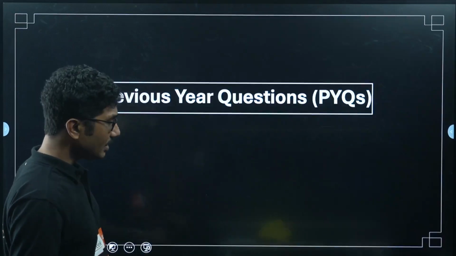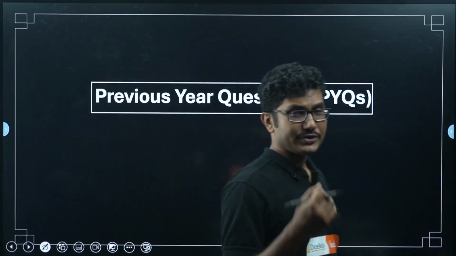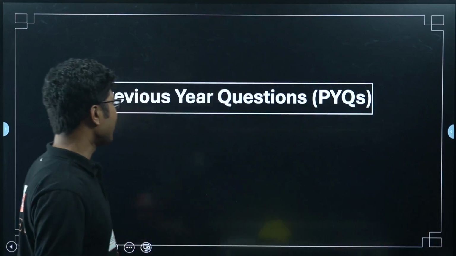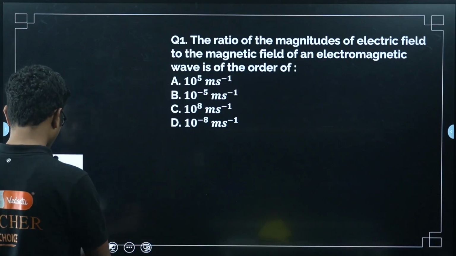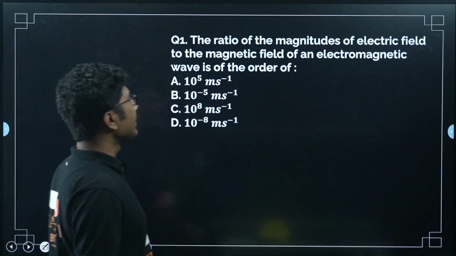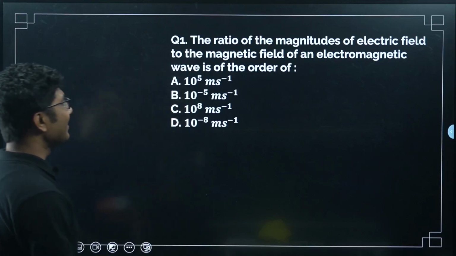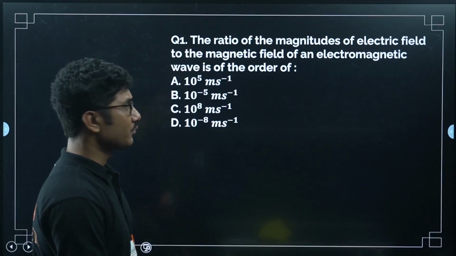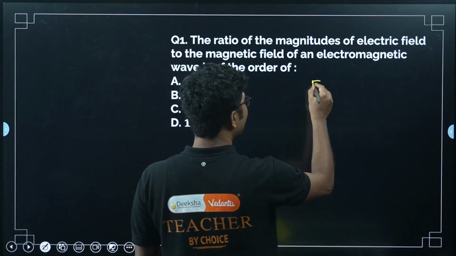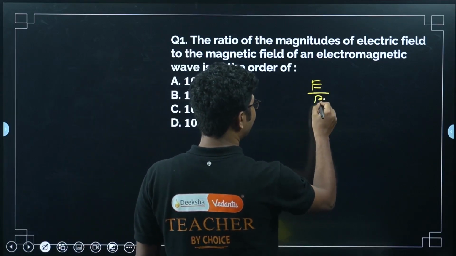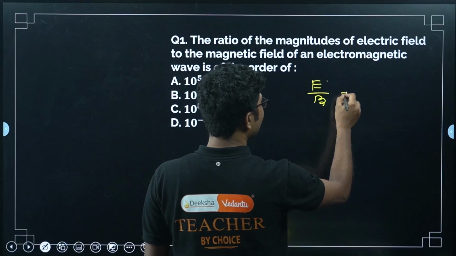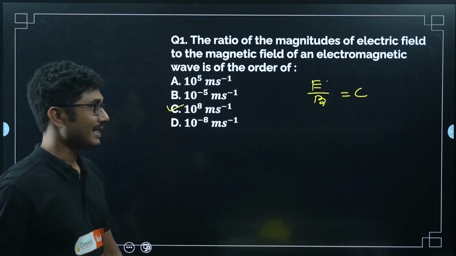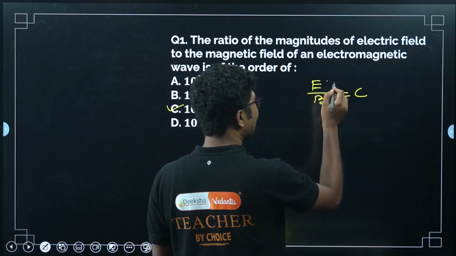Now let's look into the previous year questions. We will be solving all the previous year questions from this chapter. First question: the ratio of magnitude of electric field and magnetic field in an electromagnetic wave is in the order of? Basically electric field divided by magnetic field is equal to C, so the order should be 10 to the power of 8 meters per second. You should be careful: E by B is C.